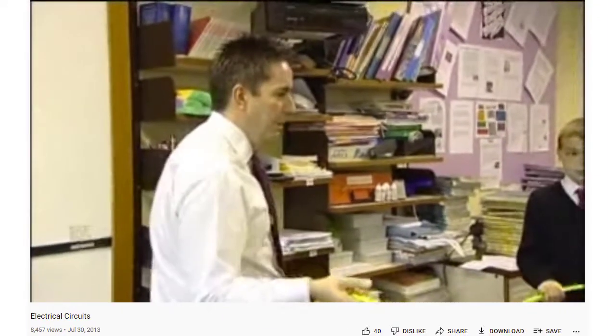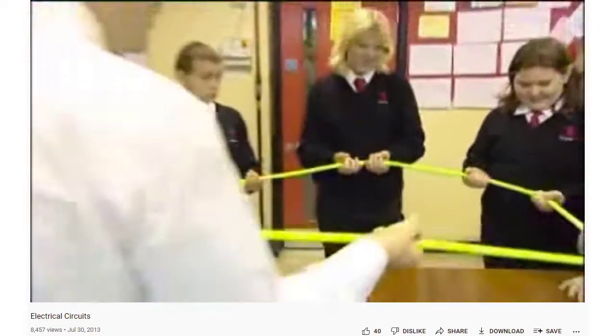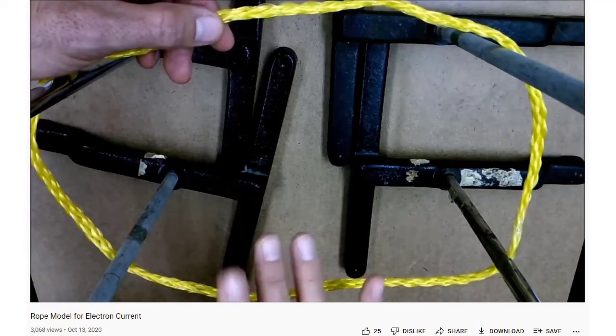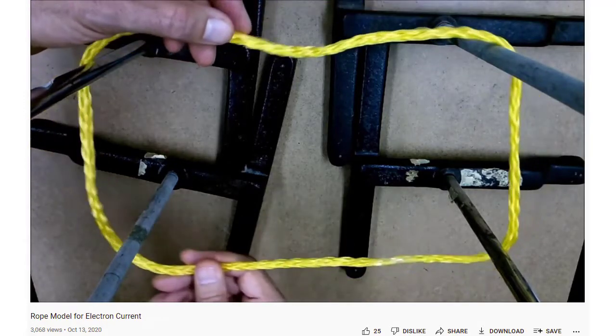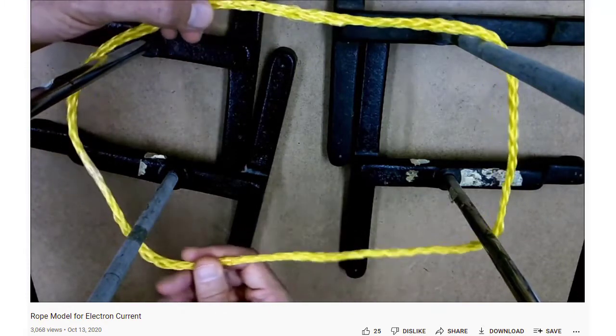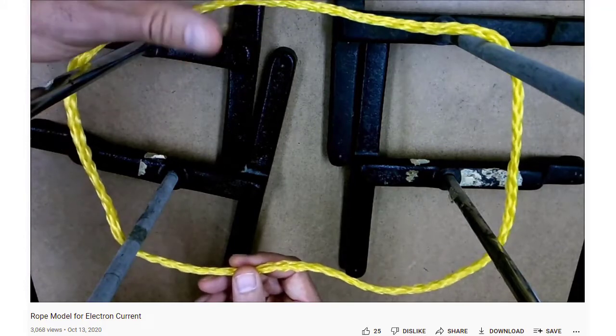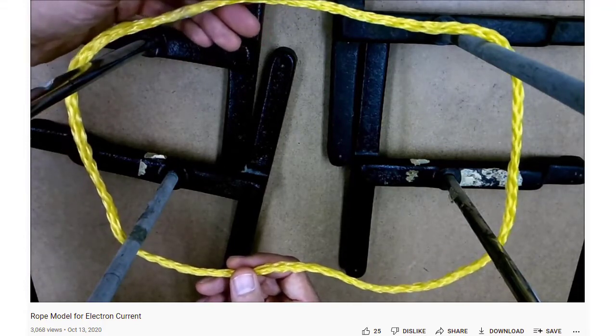Okay, now I want Catherine to hold the rope tight. If I pull, I should be able to pull it through. It's harder this time. Would you agree? For the hand that is serving as the source, it now feels harder to cause the electrons to move through the circuit. The second hand is playing the role of a load.